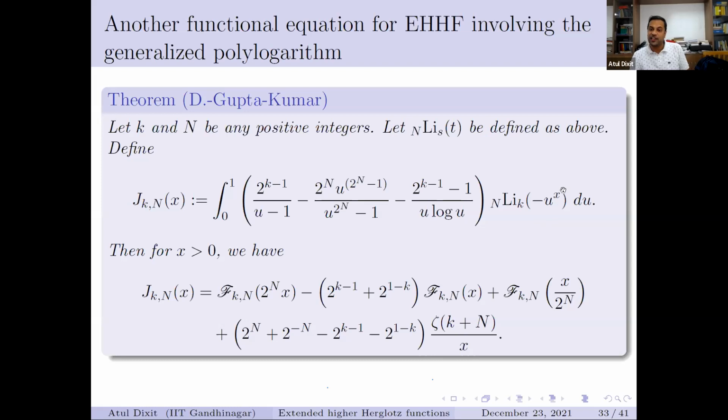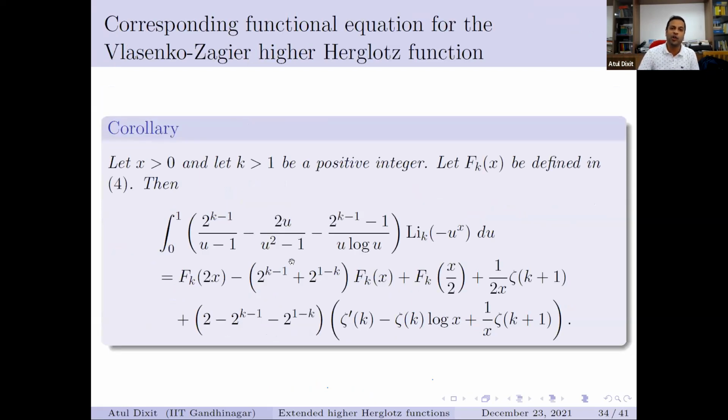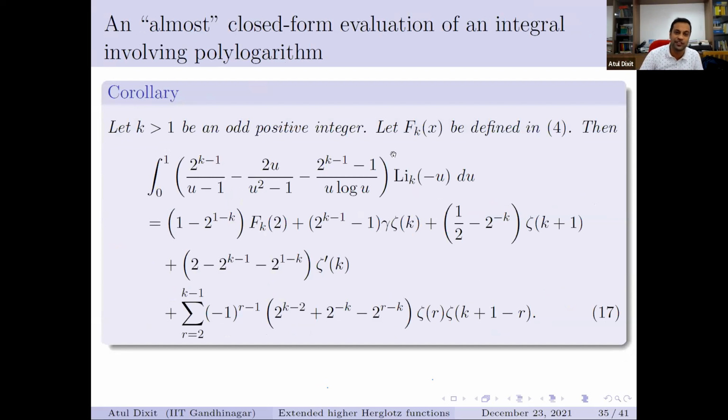So here is where the generalized polylogarithm appears, but you have exactly a similar form in a more generalized version. You have in Zagier's case, or Radchenko-Zagier's case, they had three functions, f of 2x, f of x, and f of x over 2. If you put capital N equal to 1, that is what you have. So this is a nice generalization. We actually used it in order to calculate an almost closed form representation of this integral involving the dilogarithm function. This is how it looks.